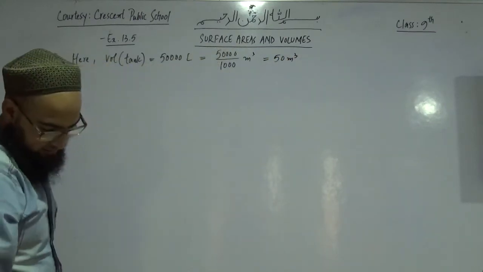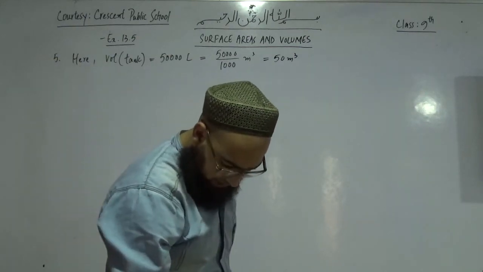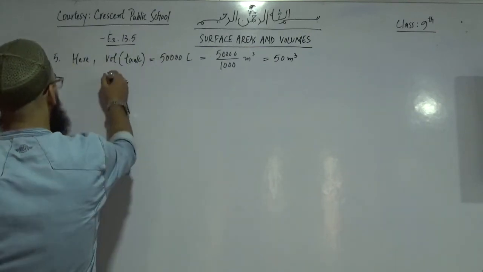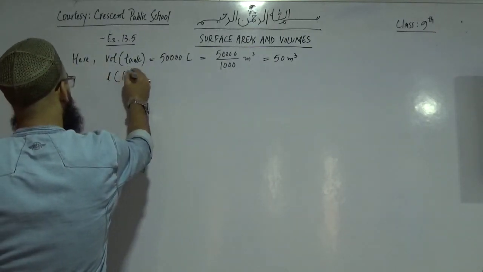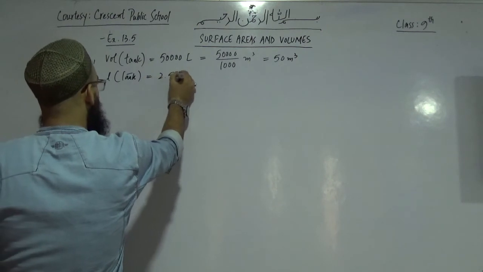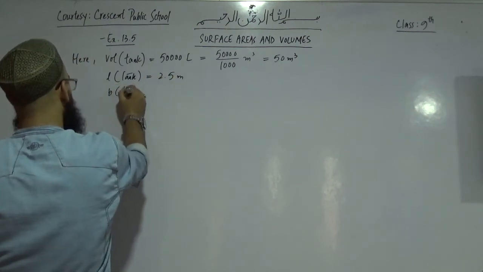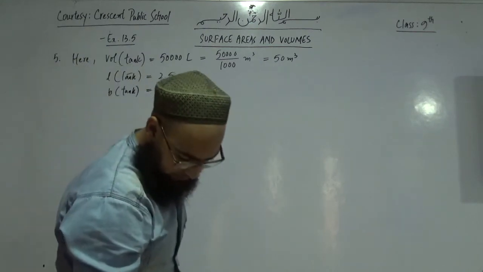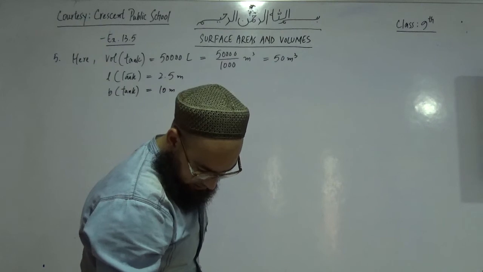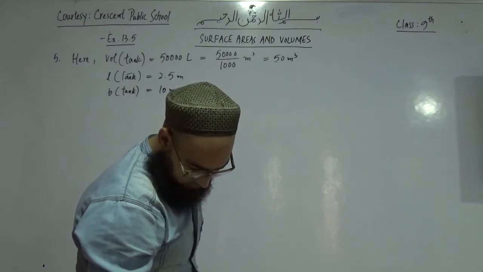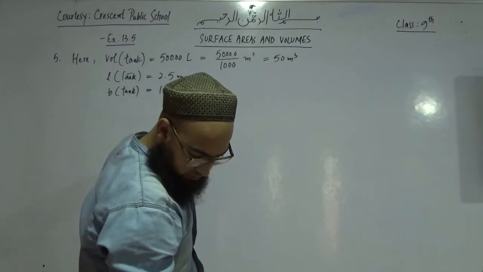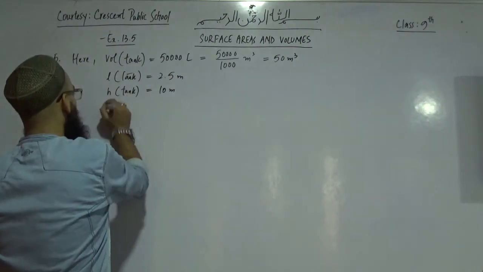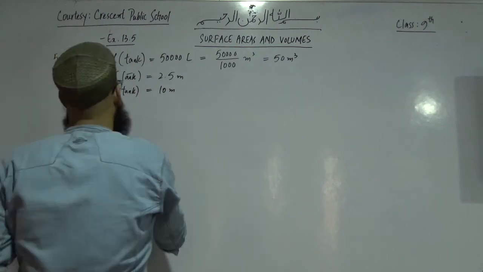Now length is given. Find the breadth of the tank. Length of tank is 2.5 meter. Depth is given. Height is 10 meter. Breadth is what you need to find.